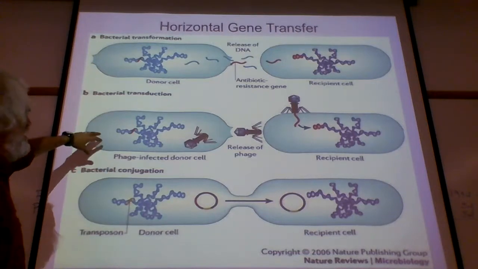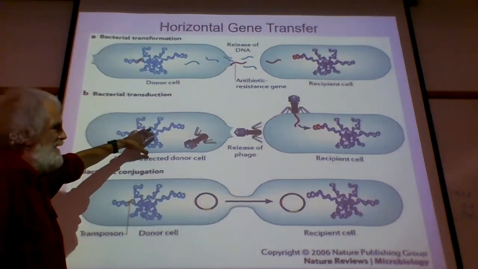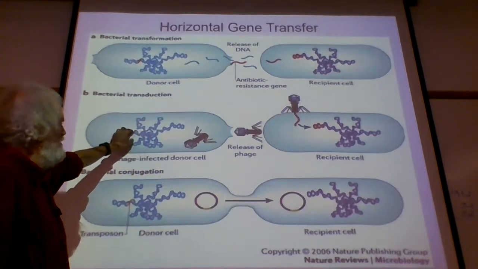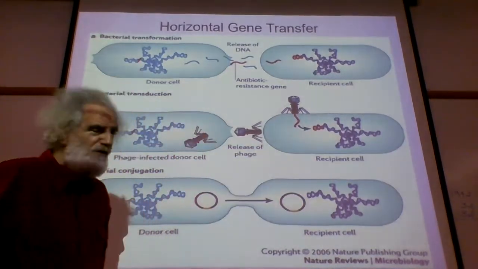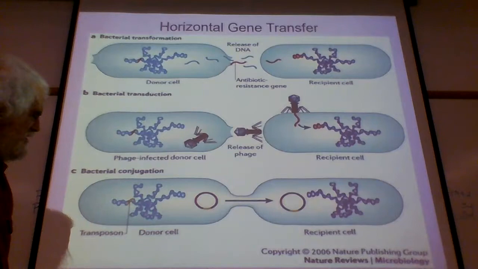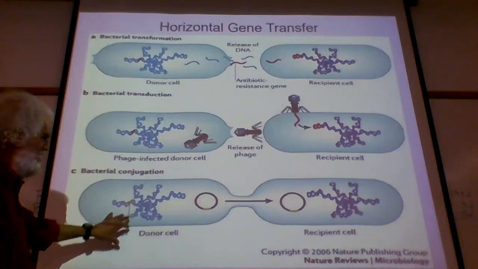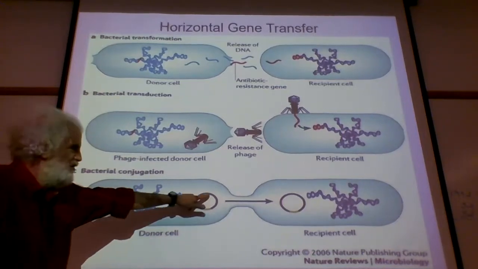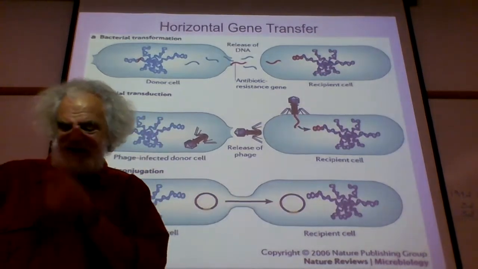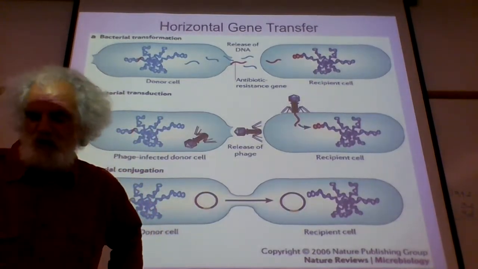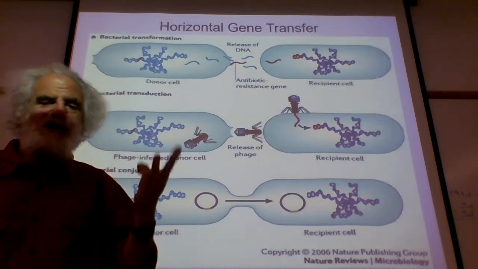We have a phage-infected donor cell that can be lysed. The phage can pick up a bit of DNA, and then they can, in turn, infect and transfer the DNA to a recipient cell. And then we have bacterial conjugation, in which a transposon can move a piece of DNA onto a plasmid that itself can be directed across. So these are some multiple ways of horizontal gene transfer: transformation, transduction, and conjugation.